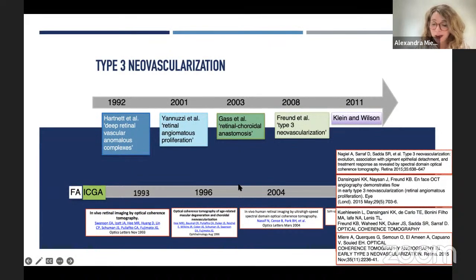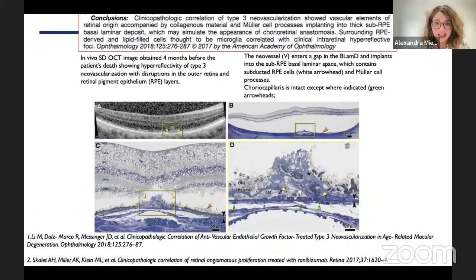And OCT angiography has been quite a revelatory technique, showing in a depth-resolved fashion the different parts of type 3 macular neovascularization. But of course, imaging is not everything. Clinical pathologic correlations, even though they are difficult to obtain, are very, very important to know exactly what happens in the case of type 3 neovascularization.